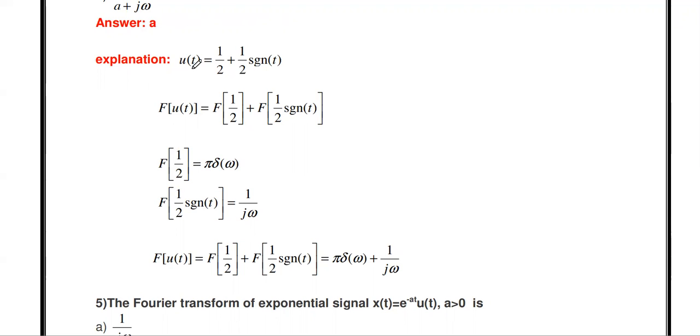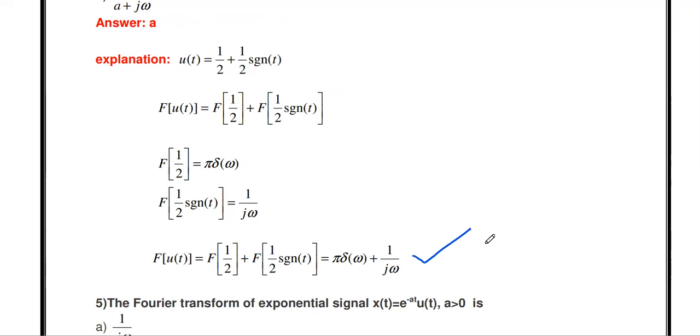Taking the Fourier transform on both sides, the Fourier transform of u of t equals the Fourier transform of the constant 1 by 2 plus the Fourier transform of 1 by 2 signum of t. The Fourier transform of the DC signal of amplitude 1 by 2 is pi into del of omega, and the Fourier transform of signum of t is 2 by j omega. Here 1 by 2 into 2 by j omega gives 1 by j omega. So the Fourier transform of 1 by 2 plus 1 by 2 signum of t is pi into del of omega plus 1 by j omega.